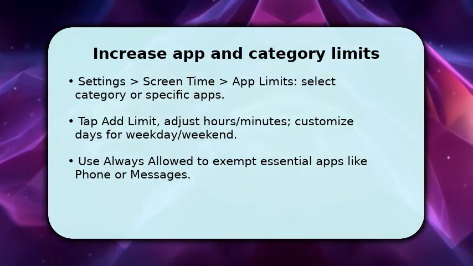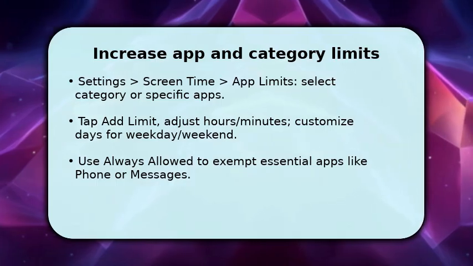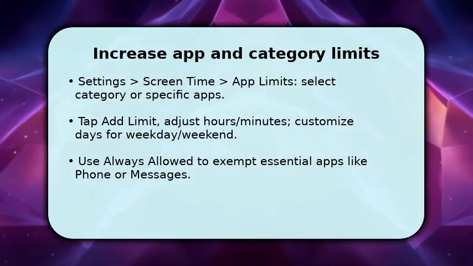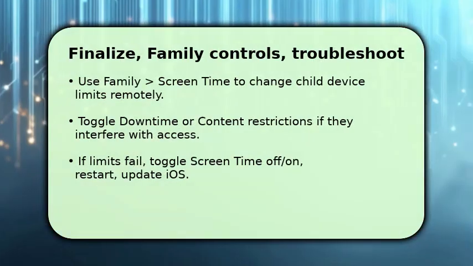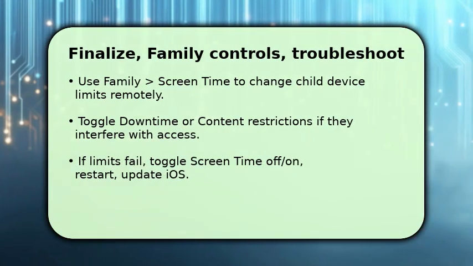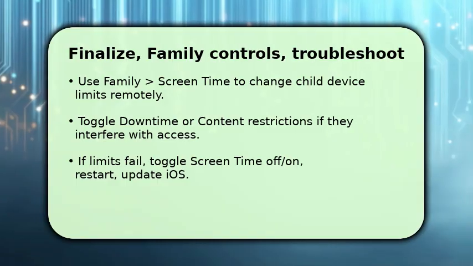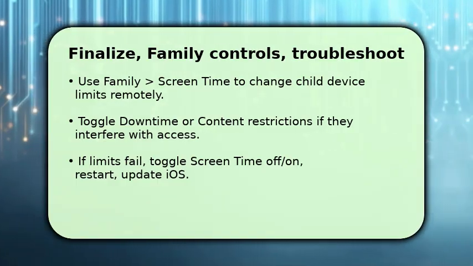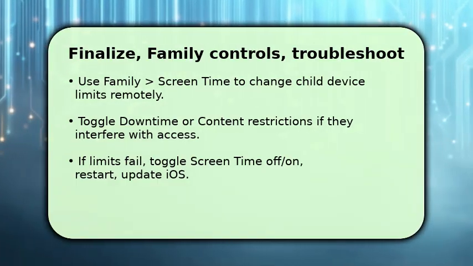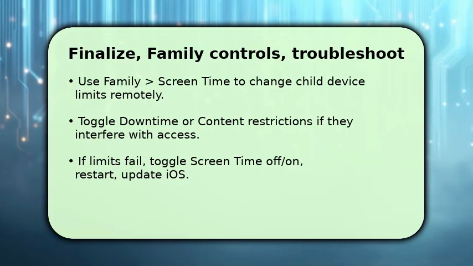Finish by checking Family Sharing if you manage another device. Open Settings, tap your name, Family Sharing, then Screen Time for that child and raise limits remotely. Also inspect Downtime and Content and Privacy Restrictions. Turning Downtime off or removing a specific restriction can immediately increase usable time.